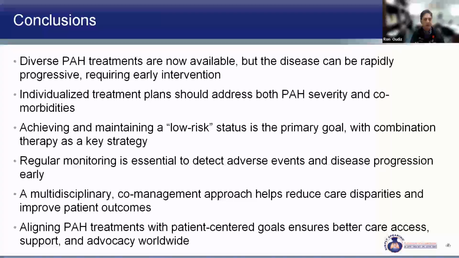So to summarize, diverse PAH treatments are now available, but the disease can be rapidly progressive, slip right through your fingers, and require early re-intervention. Individualized treatment plans should address PAH severity as well as comorbidities. Achieving a low-risk status is the primary goal, with combination therapy as a key strategy upfront and adding more therapies on top rather than replacing therapies. Regular monitoring, as we said before, initially I like to do 6 weeks, then at least every 3 months on a regular basis. A multidisciplinary co-management approach helps reduce care disparities and improve outcomes. Aligning PAH treatments with patient-centered goals ensures better care access, support, and advocacy worldwide.